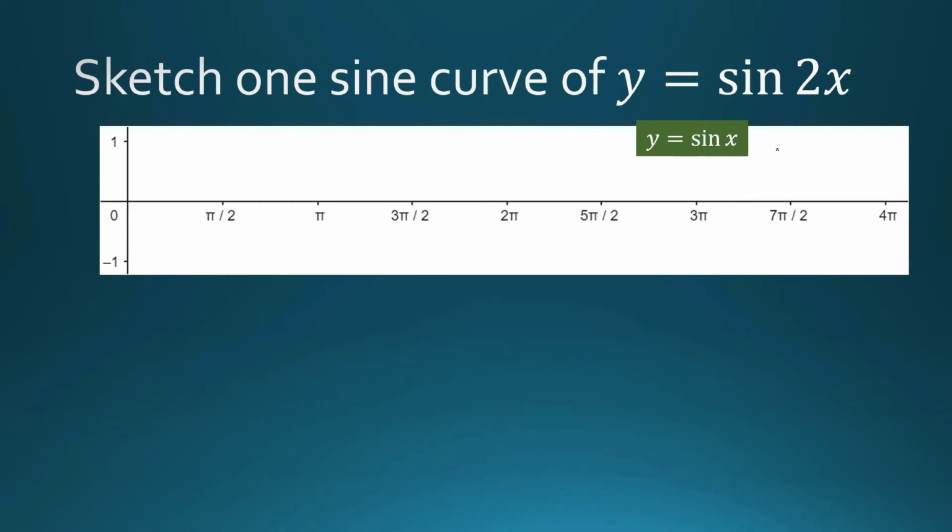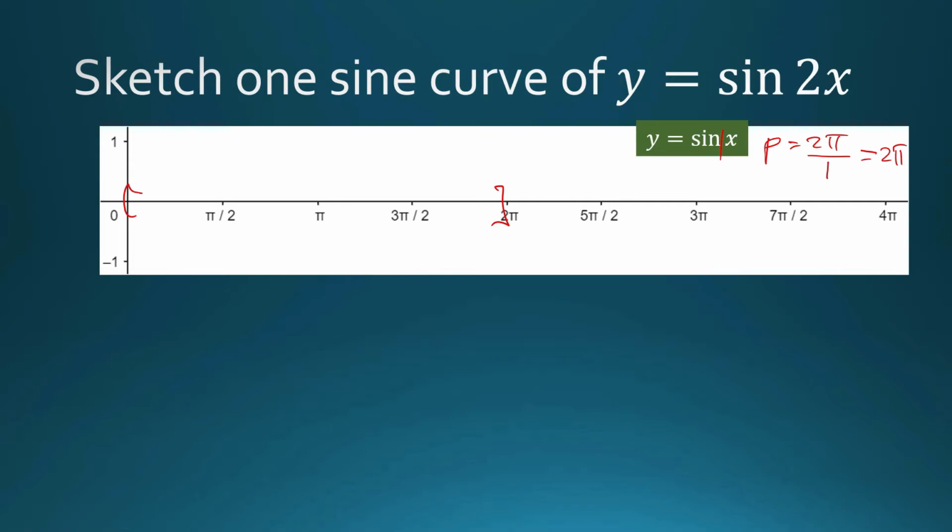So again, the period of y is equal to sine of x is equal to 2 pi divided by 1. 1 is the coefficient of x. That's b. So the period in general is computed by 2 pi divided by b. In this case, our period is equal to 2 pi. What that means is the horizontal distance covered by one sine curve is 2 pi. So from 0 to 2 pi, we shall have one sine curve.